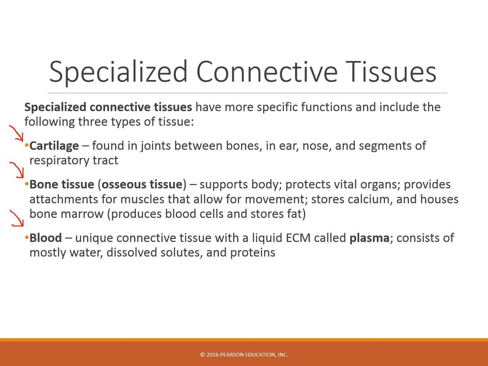Your third type of specialized connective tissue is blood. Blood is the only liquid tissue in the body. It has a liquid ECM called plasma, and plasma consists mostly of water, dissolved solutes, and proteins and hormones. Suspended within plasma, you have different types of blood cells like red blood cells called erythrocytes and white blood cells, which are called leukocytes. There are also cell fragments called platelets within this ECM.